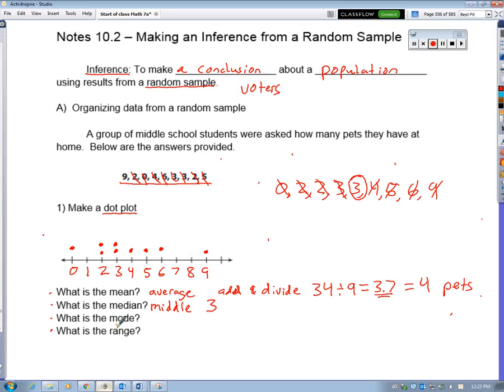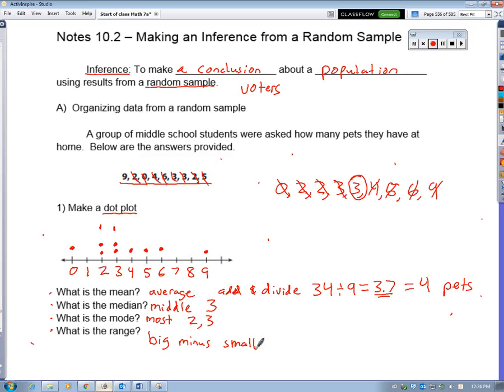Next, my mode is the one that happens the most. So taking a look at our numbers here, we have two modes. We have a 2 and we have a 3. Those are the numbers that happened the most out of all of them. Okay, so 2 pets and 3 pets were our most frequent numbers. What is the range? Okay, the range is the big minus the small.